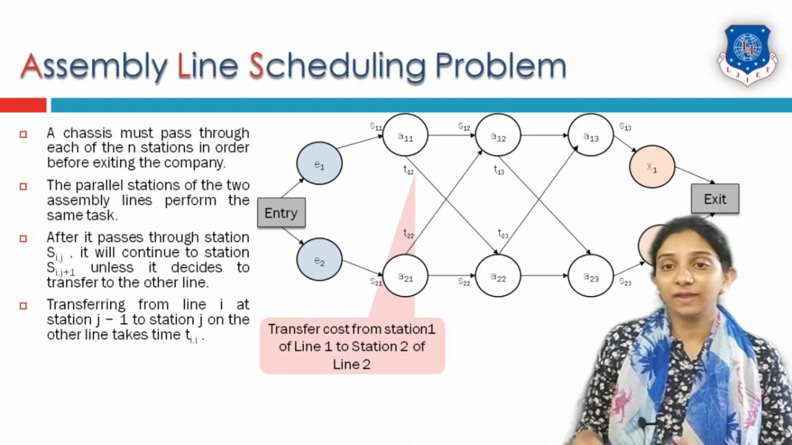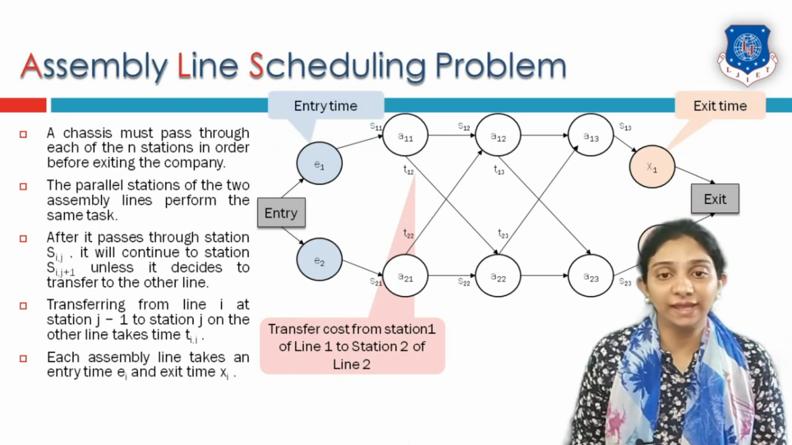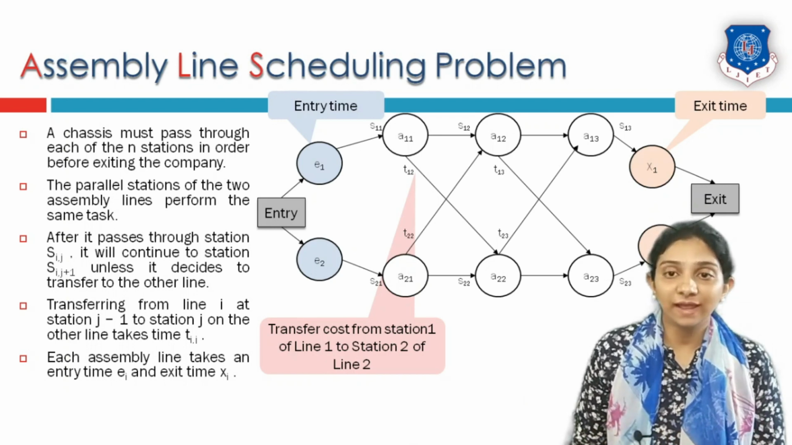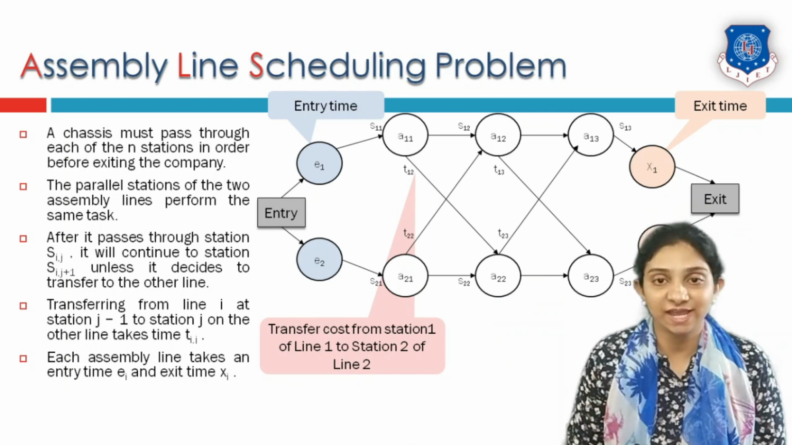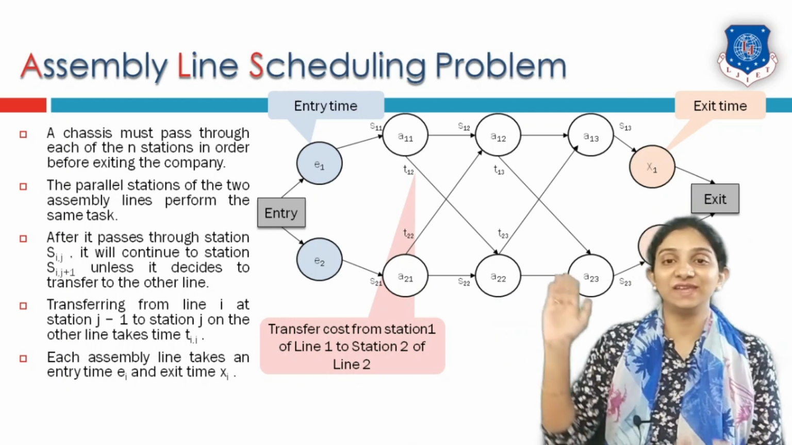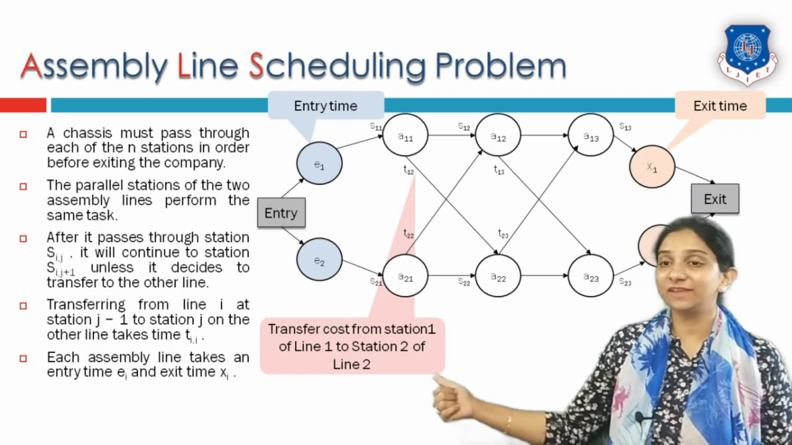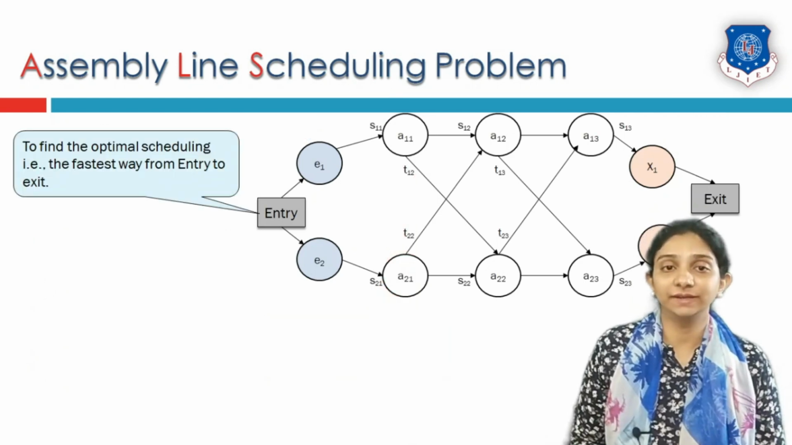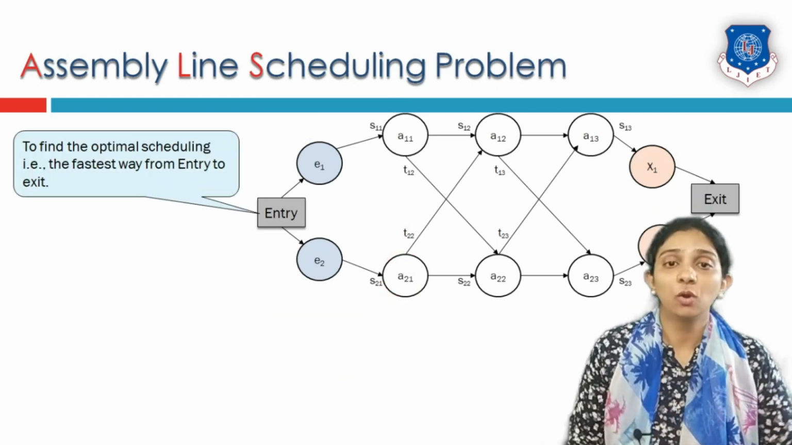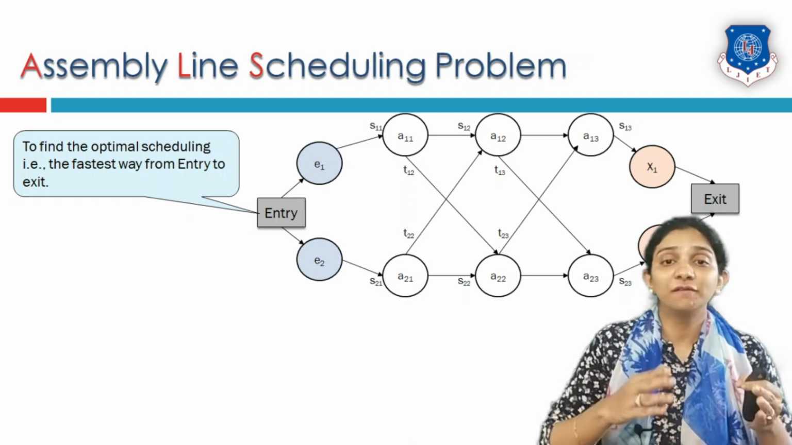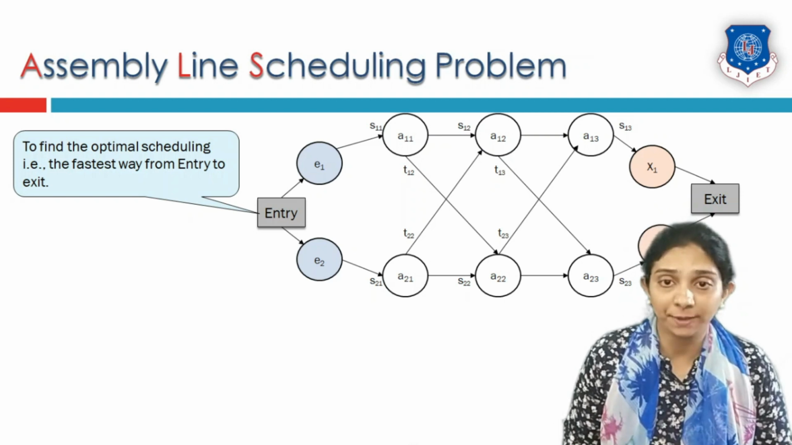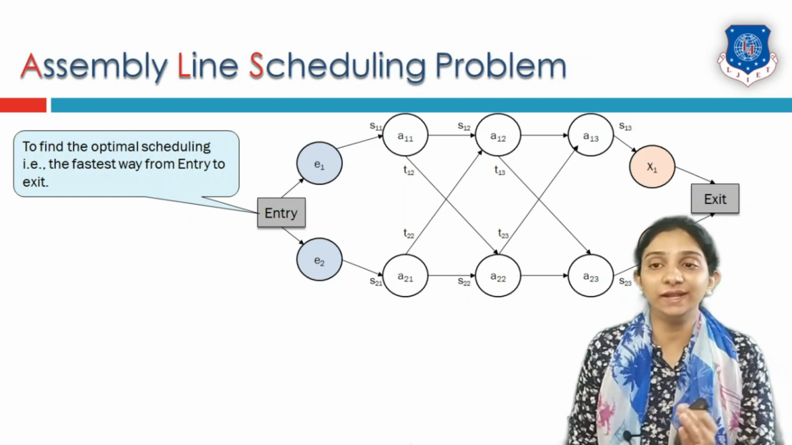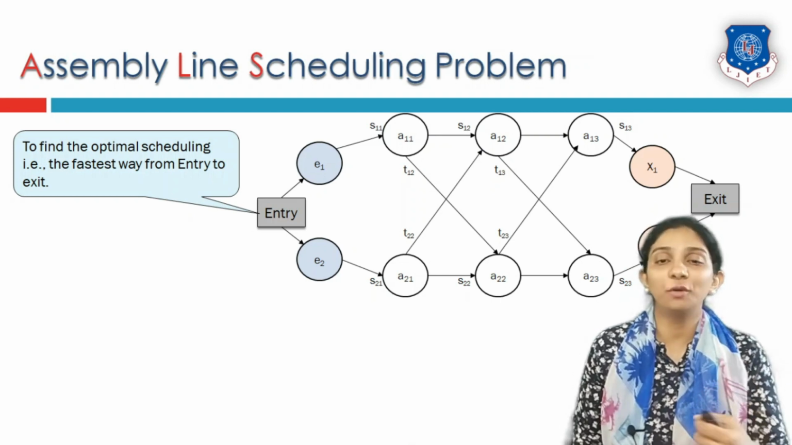Every transfer from one line to another line is denoted by T of i, j. Plus, every line has its own entry and exit time. The entry and exit times of line 1 are E1 and X1, and the entry and exit times of line 2 are E2 and X2. Here, our objective is to find an optimal schedule, or an optimal path, which gives the fastest way from entry to exit. That means the time incurred in processing at all stations, including entry and exit, must be as minimal as possible.